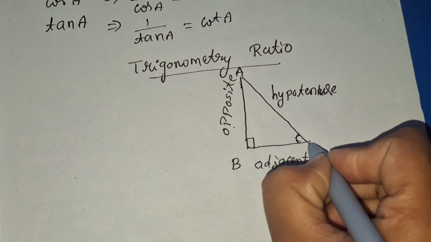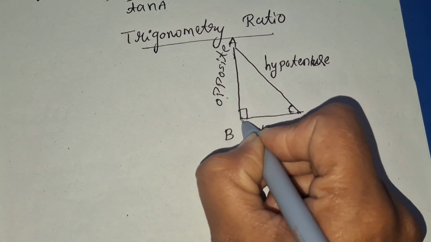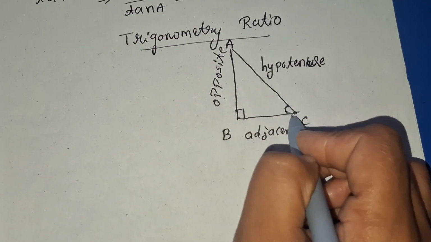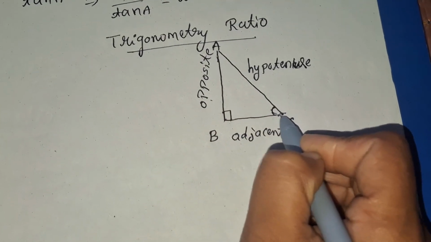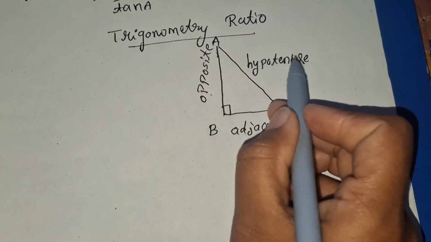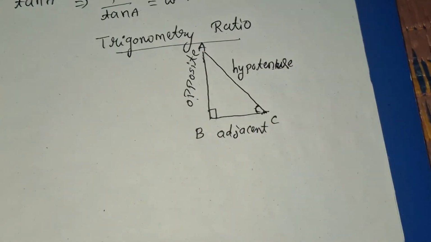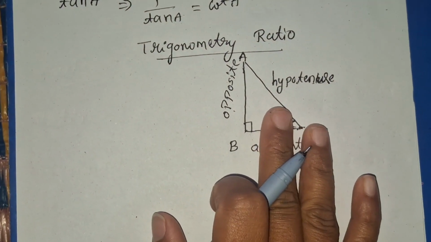So C is the angle. Suppose C is the acute angle. This BC is a line segment, AC is a line segment. AC and BC have the same vertex, the same endpoint, so it's called the adjacent side. This is the hypotenuse, this is the opposite. I think you all understand this concept.